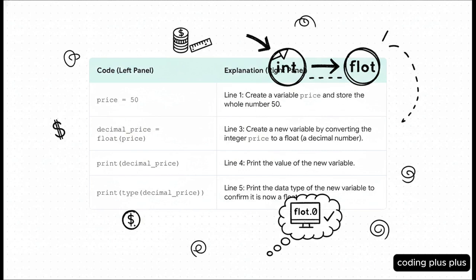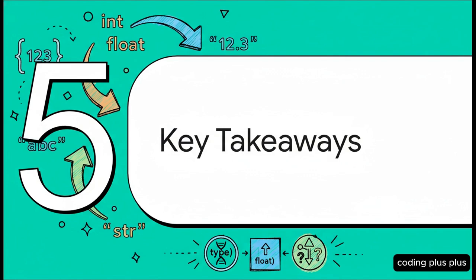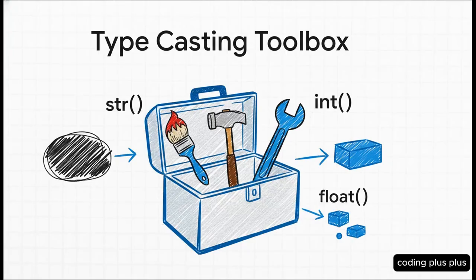The conversion is complete. We've now covered 3 different types of conversions, and they all rely on 3 very simple functions. So let's quickly summarize the key functions we've learned. These are the 3 main tools for your typecasting toolbox. To convert a value into text, you'll use str(). For a whole number, you'll use int(). And for a decimal number, float() is the function you need.